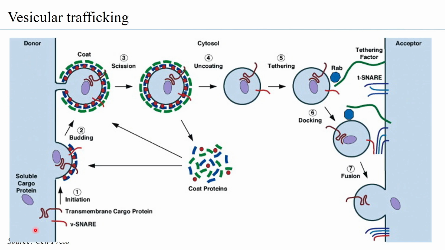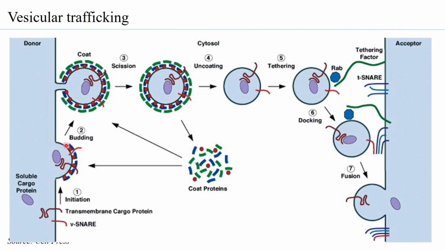So for example, say this is endoplasmic reticulum, and this is a soluble cargo that has folded properly. So this cargo will have probably a stretch of amino acids that will be recognized by certain transmembrane cargo proteins. So you will have interaction between the two, and then these will accumulate in a region which is budding off as a vesicle.